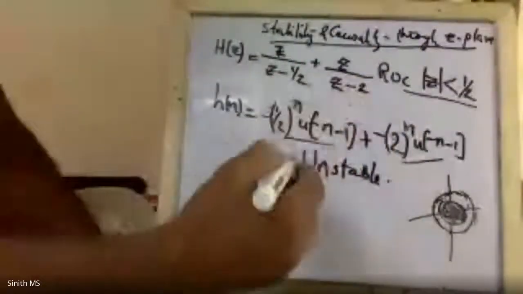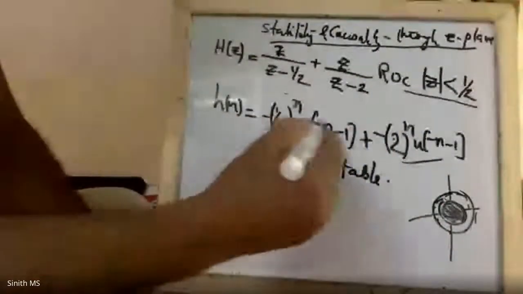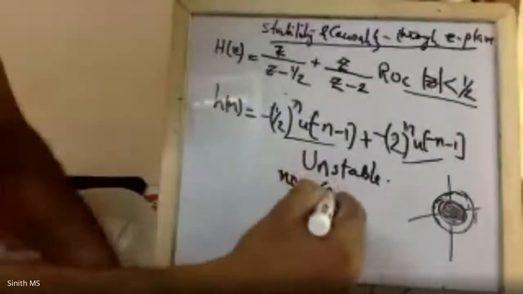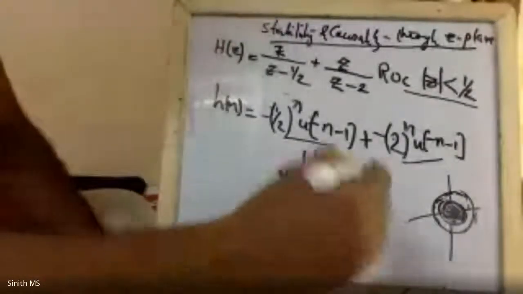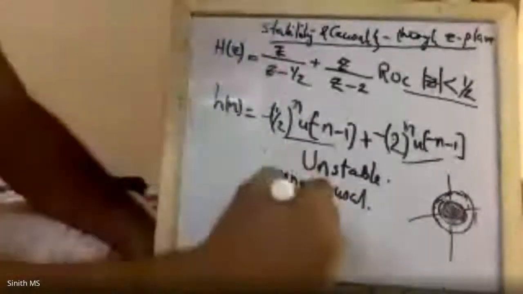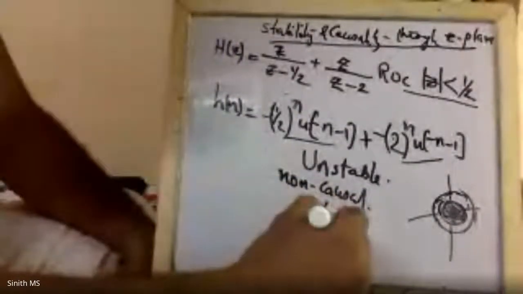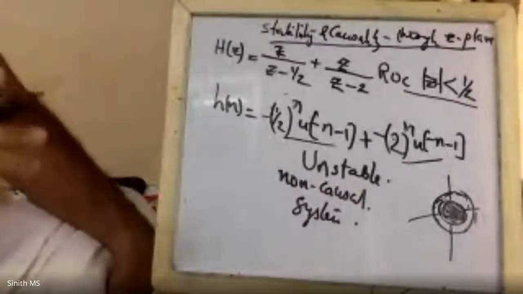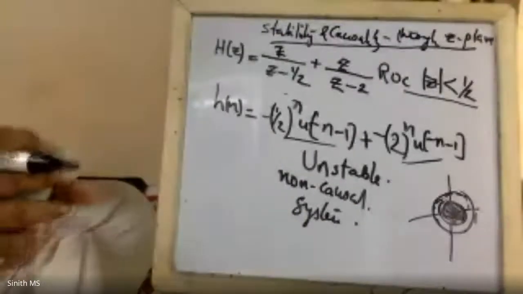And since you can see that this is a left-hand sided signal, this is non-causal also. Unstable and non-causal system. Okay. Hope you understood this. Now let us see another ROC.